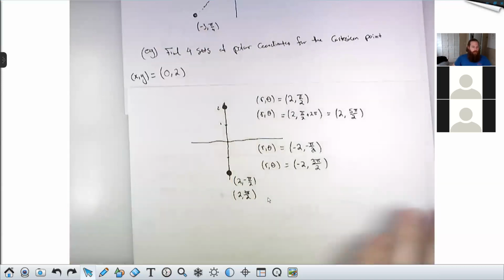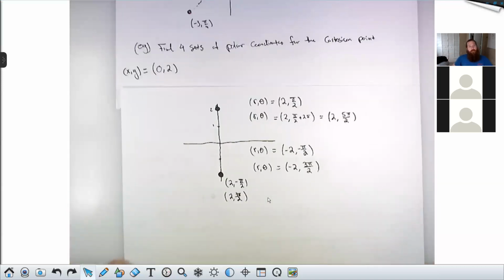So polar coordinates are not unique. That's one downside to polar coordinates, right? Cartesian coordinates are unique. I know that the point 0, 5 is right there, and there's no other set of coordinates in the Cartesian system that would get me there. There are ways to model this.